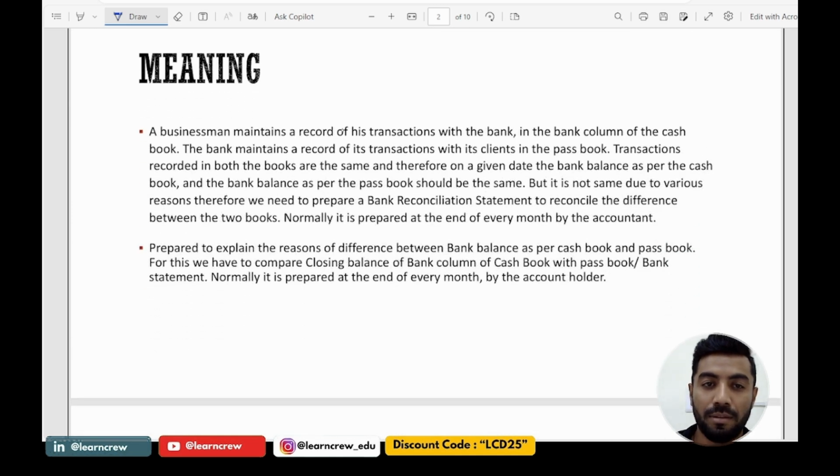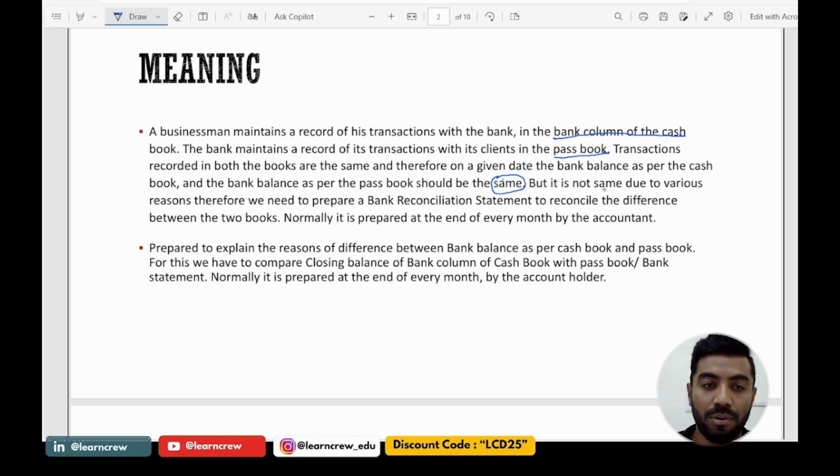So basically, a businessman, any person, maintains a record of his transactions with the bank in the bank column of the cash book. The bank maintains a record of its transactions with its customers in the passbook. So transactions recorded in both the books are the same, and therefore on the given date, the bank balance as per the cash book and the bank balance as per the passbook should be the same. It has to be the same, but there'll be some differences. What are those differences? We'll look.